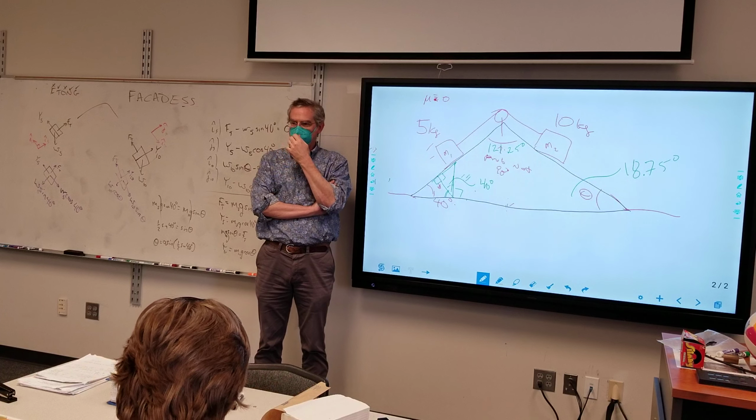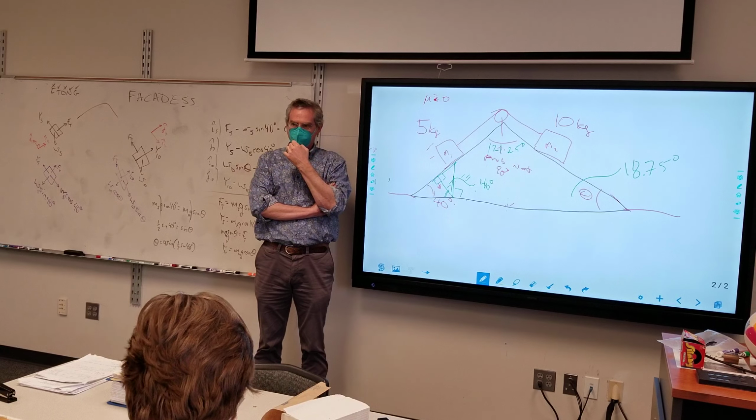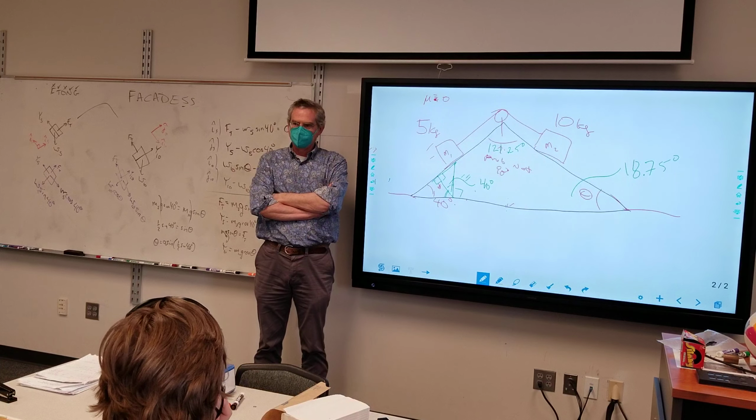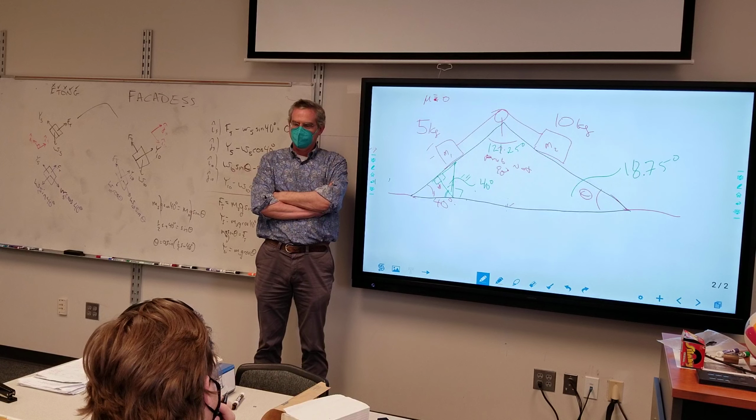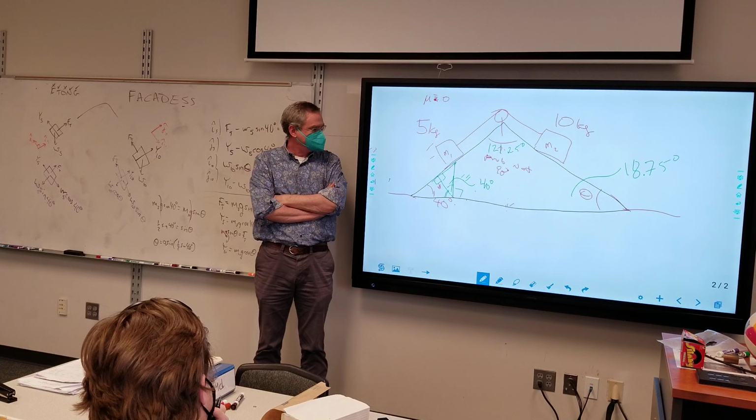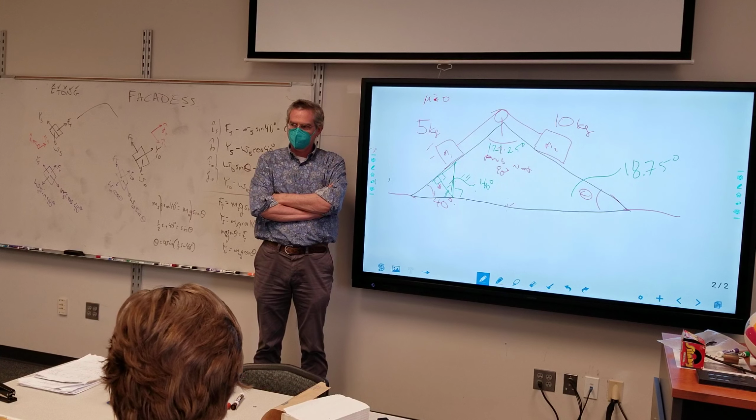What helped me was when he broke out the 90 degrees on the side there. That shows that the 40 and the other angle have to add up to 90. So that's how I knew that one was 50. And then all of it had to add up to 180, so the other angle had to be 40.